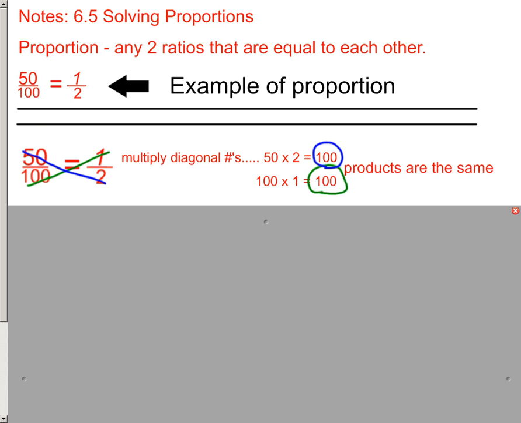So if it's a little too difficult for you to see if you can simplify a really large fraction and make it the same as the smaller fraction, essentially you can take this test and multiply the diagonal numbers and be able to see if you get the same product. So that's a little test that you can do.